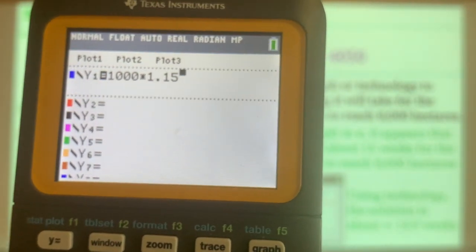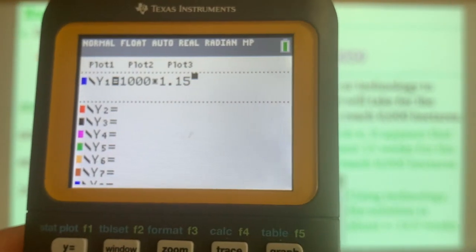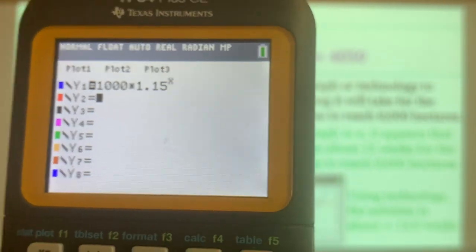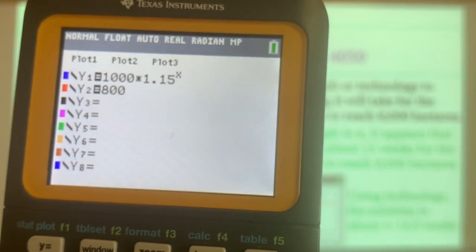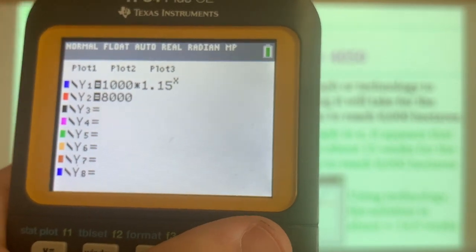1.15. Remember, this is the exponent n, so we'll just turn the n into an x. Go down, and y2 is just 8,000. 8, 0, 0, 0. Okay, so we want to know what x is when y is 8,000. We hit graph.